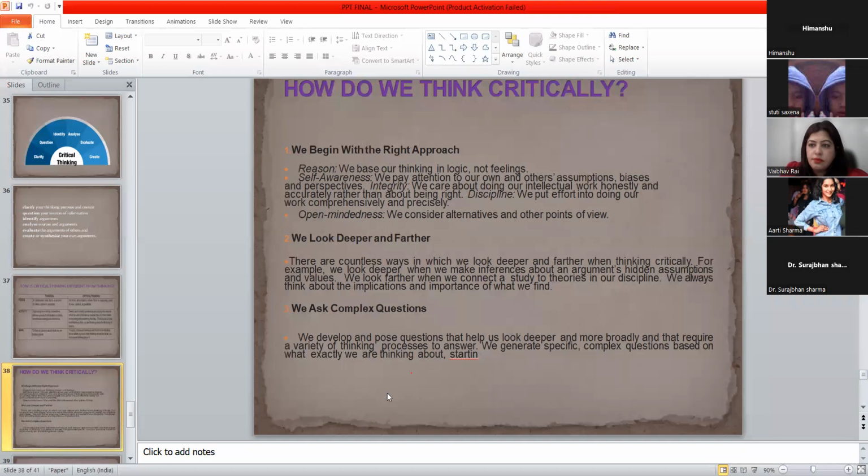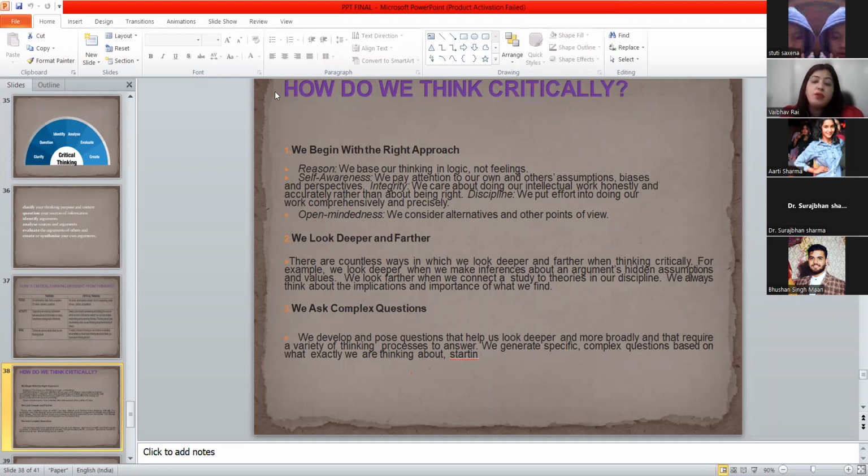Look at the hidden assumptions. So we need to look at those hidden assumptions. We need to look behind the curtains and see what the exact situation is. And we also need to ask complex questions.